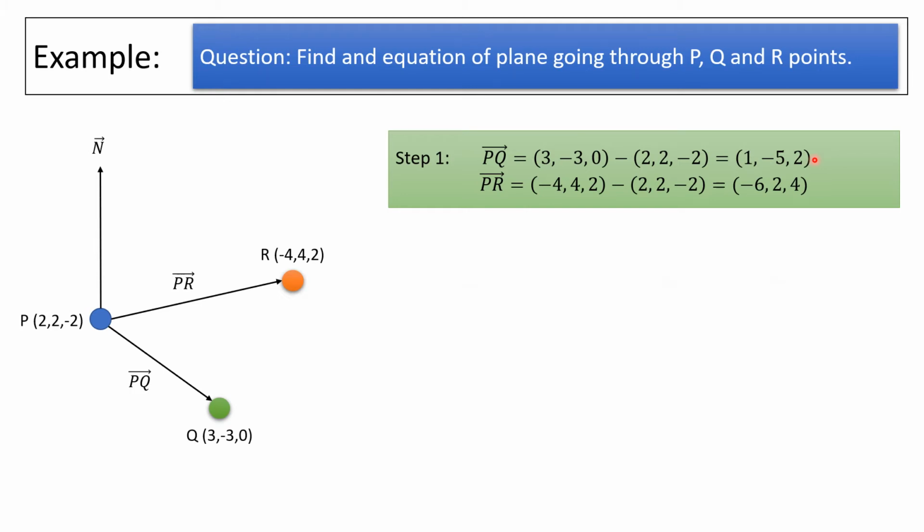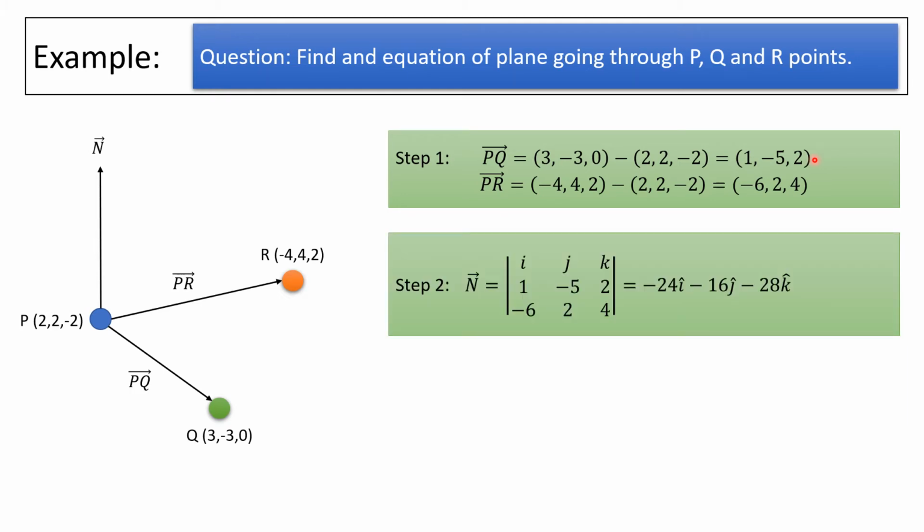Right, so we go to step 2 now. You are going to take the cross product between the two vectors. Here you are going to get the vector n, which I have here as negative 24i minus 16j minus 28k. Right, you can check on your own to make sure that this answer is correct.